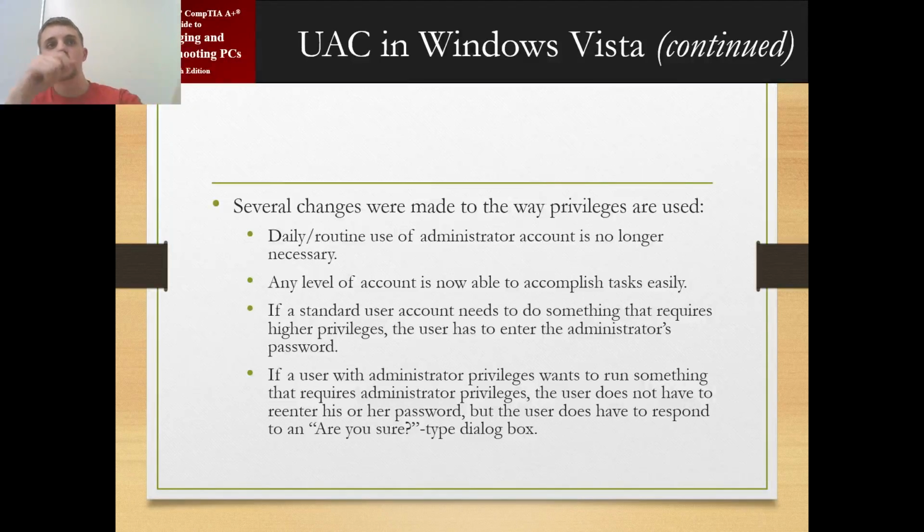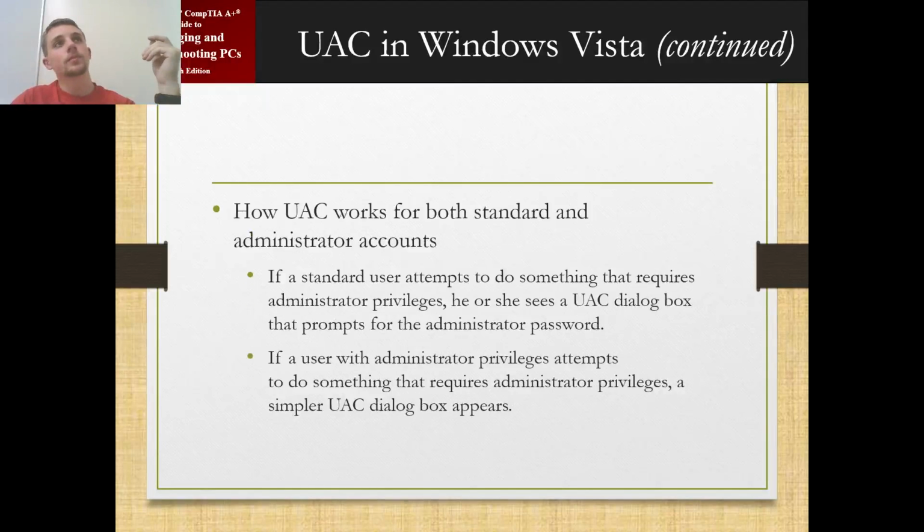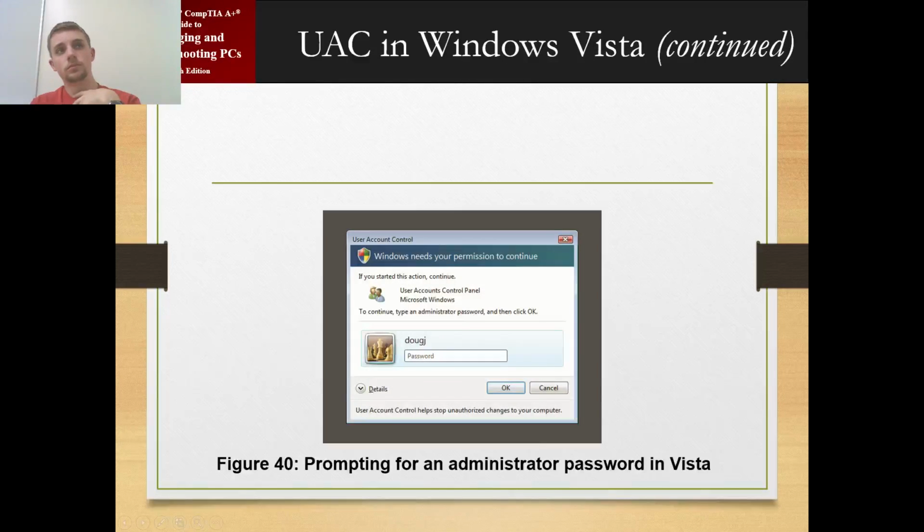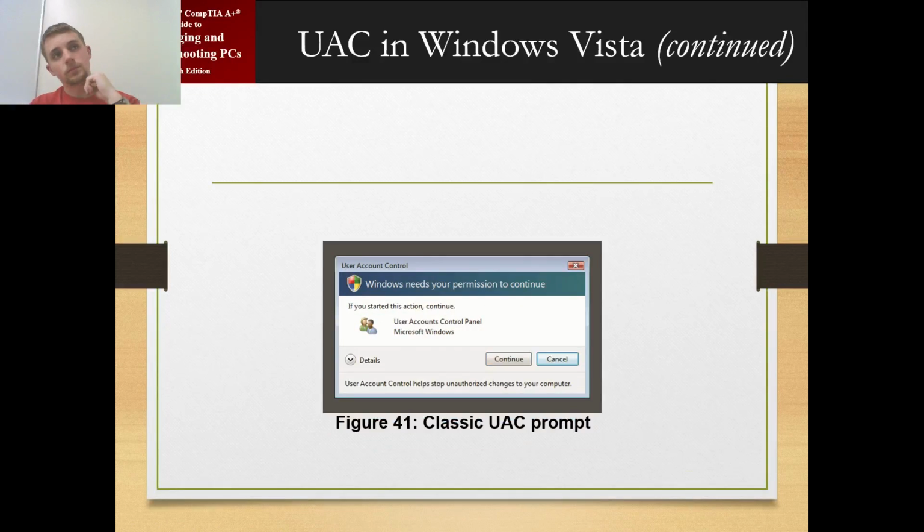Yeah, so that's why I said if you're a standard account, you have to enter admin privileges to get any further. Looks like I got ahead of myself. So regardless of what user level you're at, UAC pops up. If you're a standard user, it asks you for admin privileges. If you're an administrator, it still asks you if you want to run it, but you don't need to enter credentials. So this is what it looks like if you're a standard user, and then that's an administrator prompt.